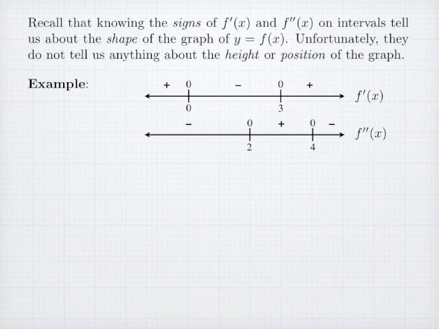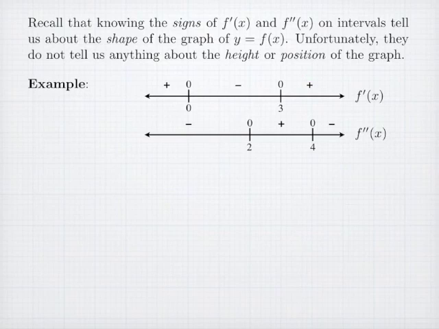In this example, I have a function. I don't know the function, but I have sign analysis for both the first and the second derivative. The sign analysis tells me that the first derivative is positive for x less than 0, and so my unknown function is increasing for x less than 0. I'm decreasing from 0 to 3, and I'm increasing from 3 to infinity.